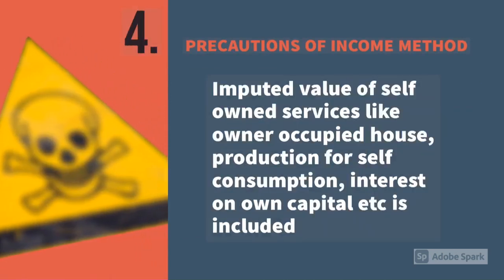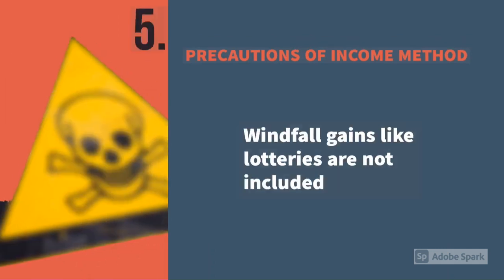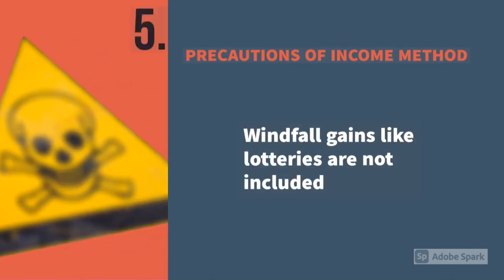Number 4. If there are any services provided by the owners of production units themselves, like an owner-occupied house or own capital or maybe self-consumption, then the imputed value of these services will be included and added because these are productive activities and they add to the flow of goods and services. Don't we all love windfall profits, unexpected gains from lucky circumstances? However, they are not included because there is no productive activity associated with them. So do not add lottery income, do not add inheritance money.